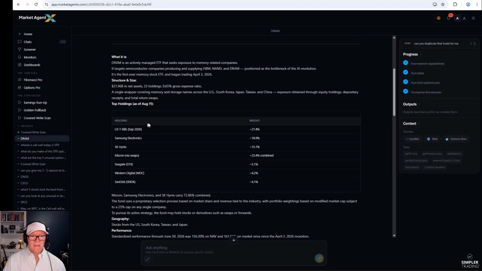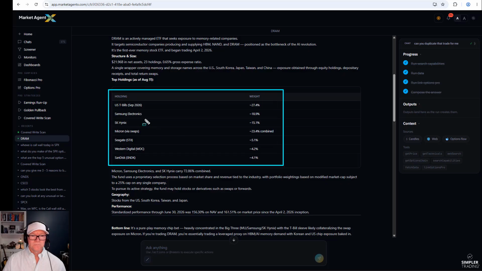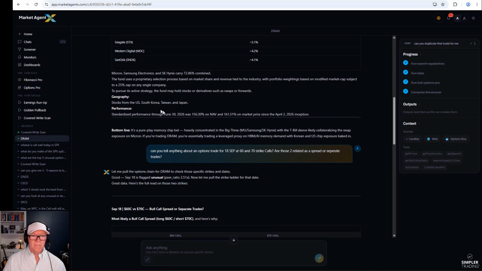21 billion in assets. So here is where it gets kind of interesting. Top holdings, and we can see it's got T-bills. There's a reason I'll show you for that. Samsung, SK Hynix, if I'm saying that right, Micron, Seagate, Western Digital, SanDisk, all that kind of stuff, right? So the fund, let me scroll down here. They cap 25% in any company.